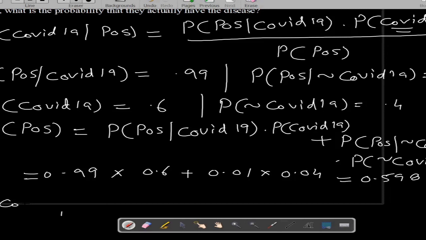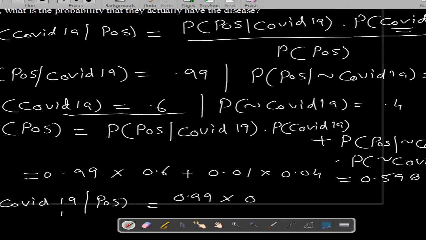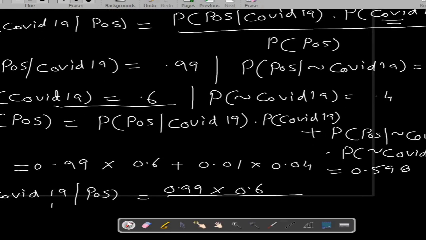P of COVID-19 given a positive result equals P of positive result given COVID-19, that is 0.99, times P of COVID-19, that is 0.6, divided by P of positive test, that is 0.598, and this quantity is going to be 0.993. So we can say that the probability of COVID-19 given a positive result is 0.993.